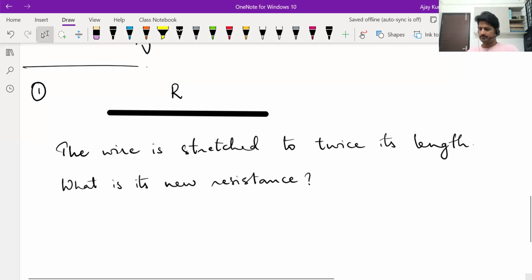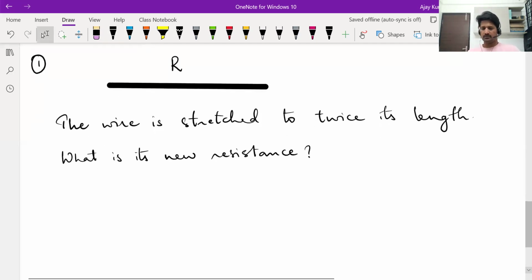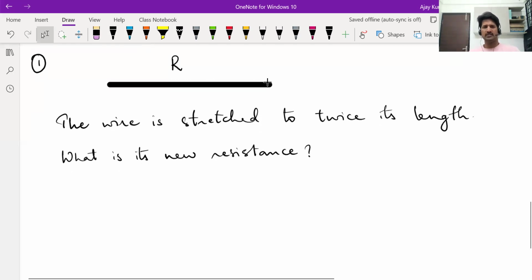Think about it. Now see, generally when they say wire, you can assume it's a uniform wire, means the area of cross section is same everywhere. If it's non-uniform, they'll have to specify. So if nothing is mentioned, you can take it as a uniform wire. Same length everywhere, same material everywhere. So if you stretch this wire to twice its length, what will the new resistance be?